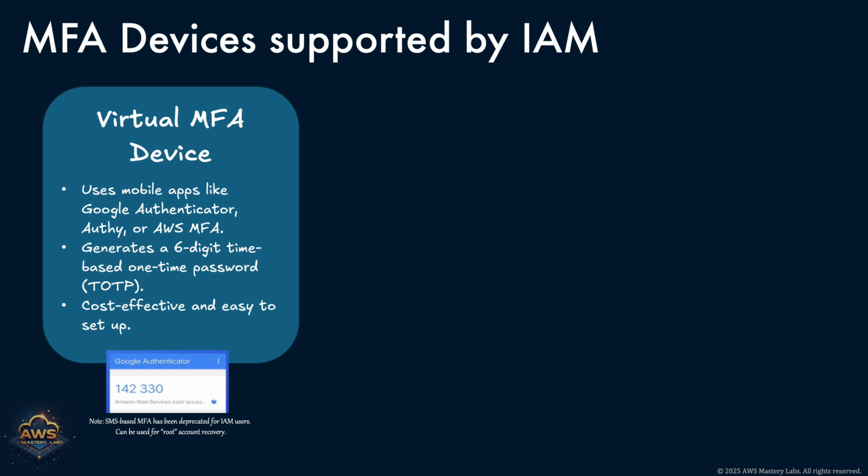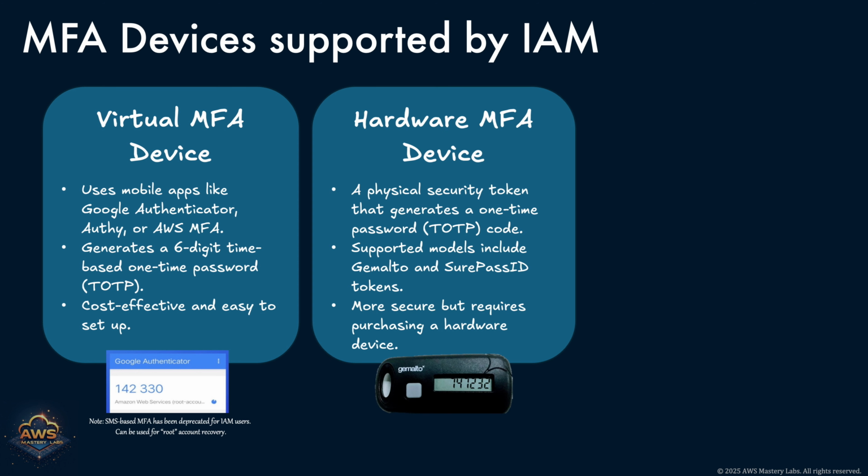with elevated permissions. A hardware MFA device is a physical security token that generates a time-based one-time password, just like a virtual MFA app, but in a dedicated piece of hardware. These devices are especially useful in environments where mobile devices aren't allowed or where strict compliance requirements call for physical authentication methods. AWS supports models such as Gemalto and SurePass ID tokens, which are specifically designed for integration with IAM.